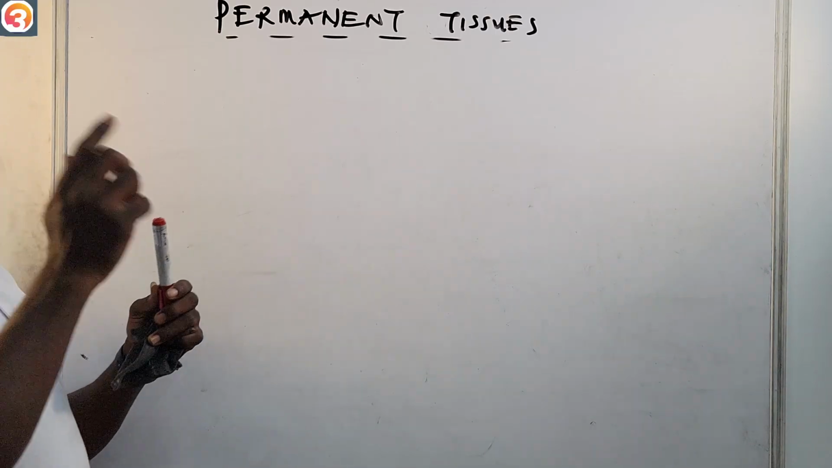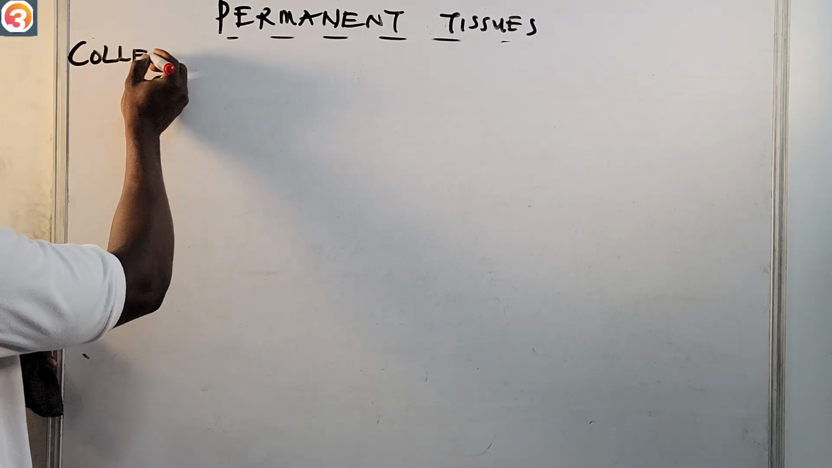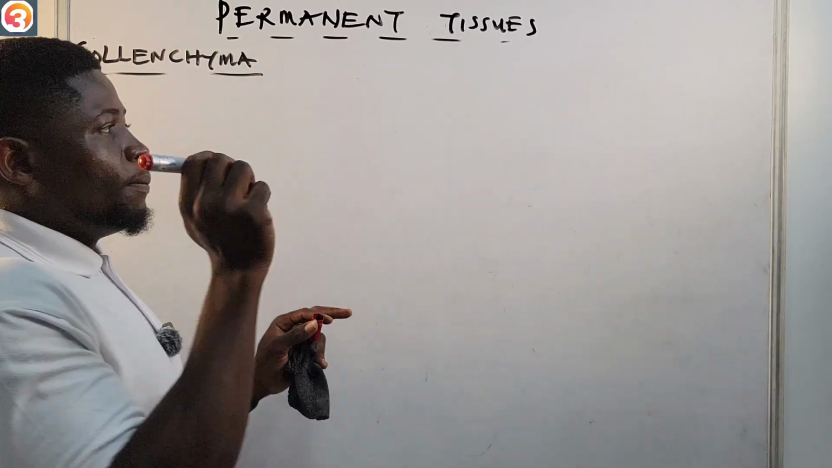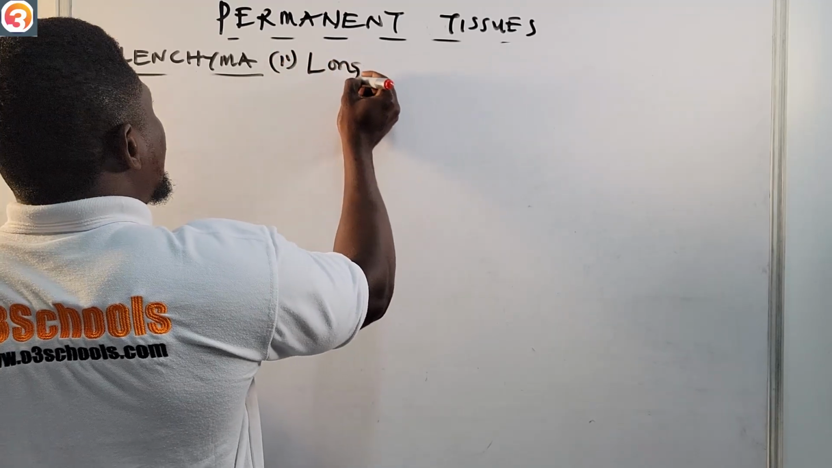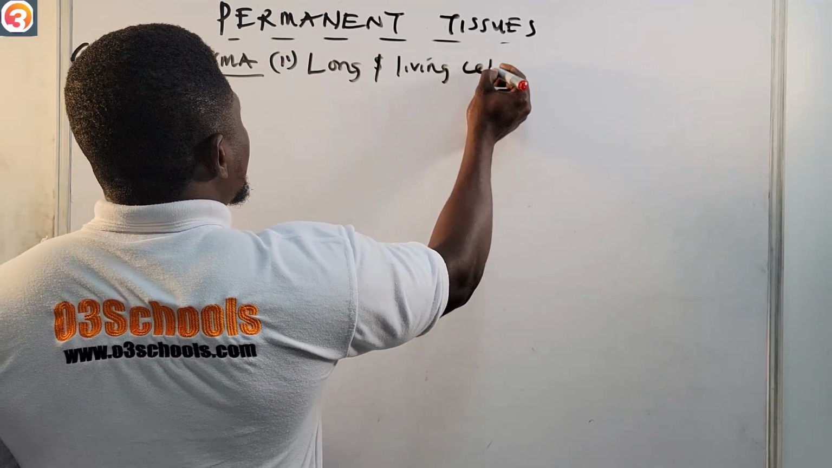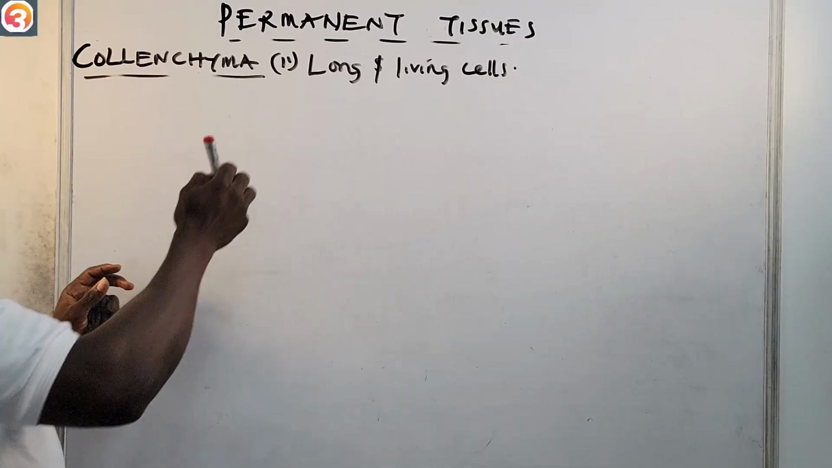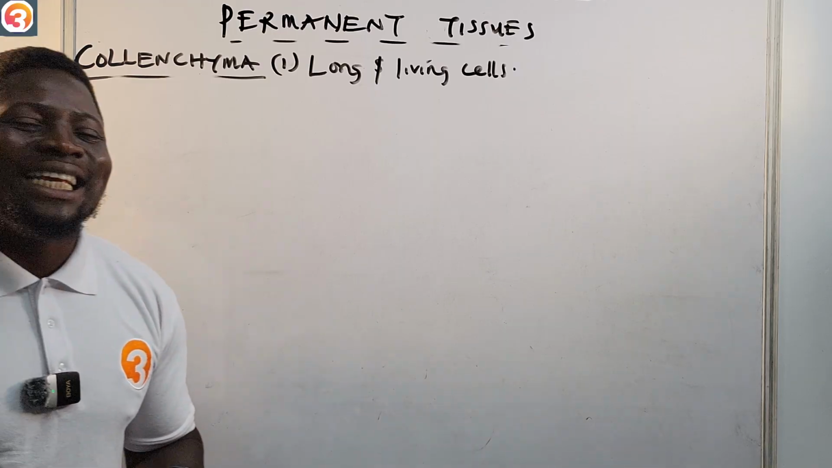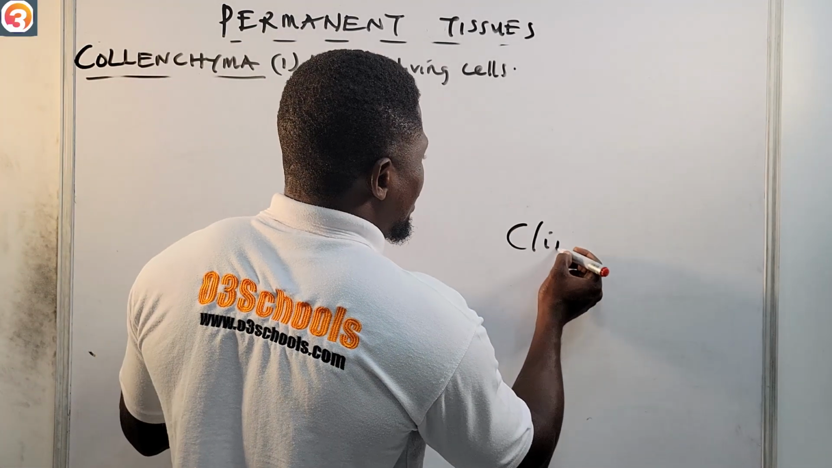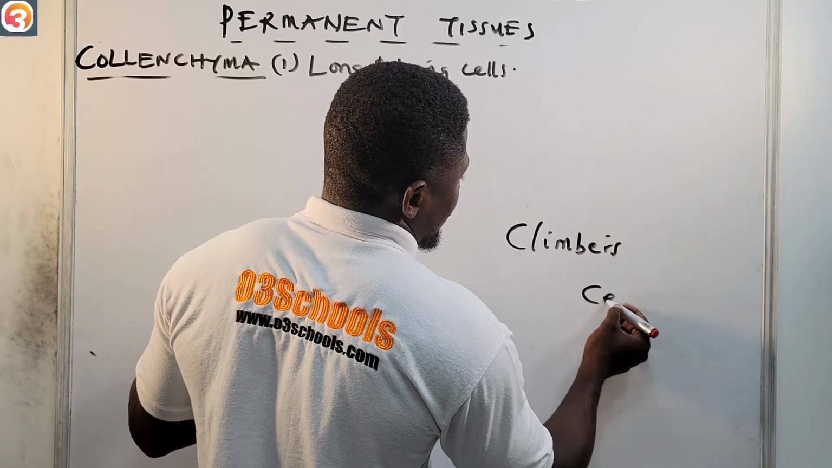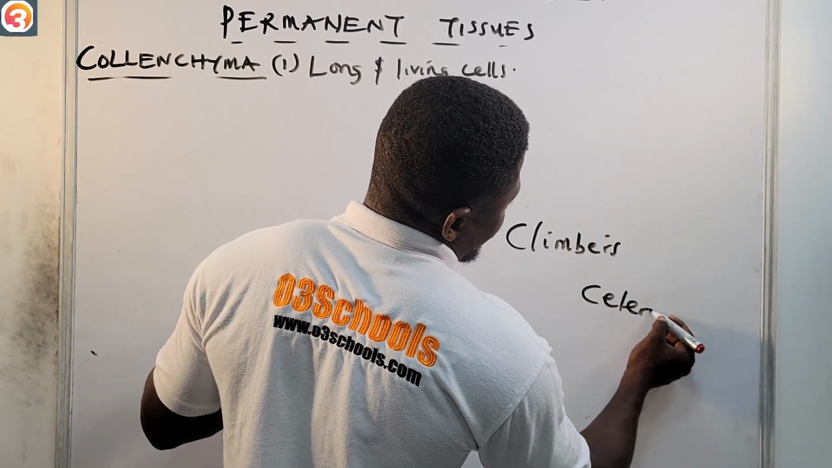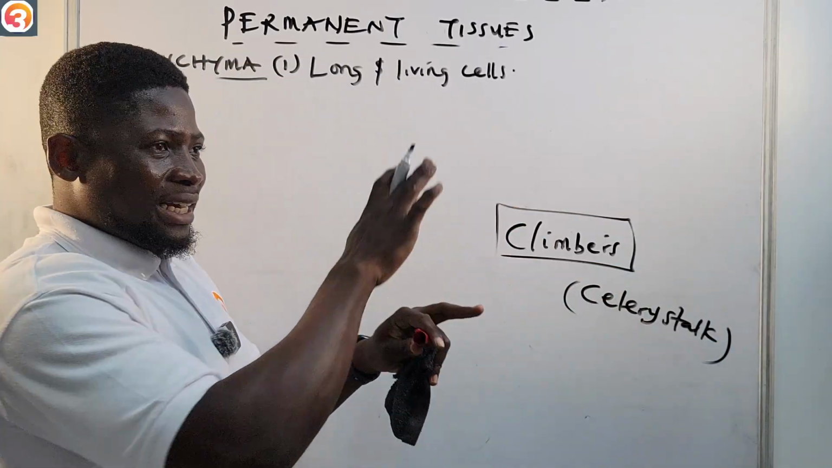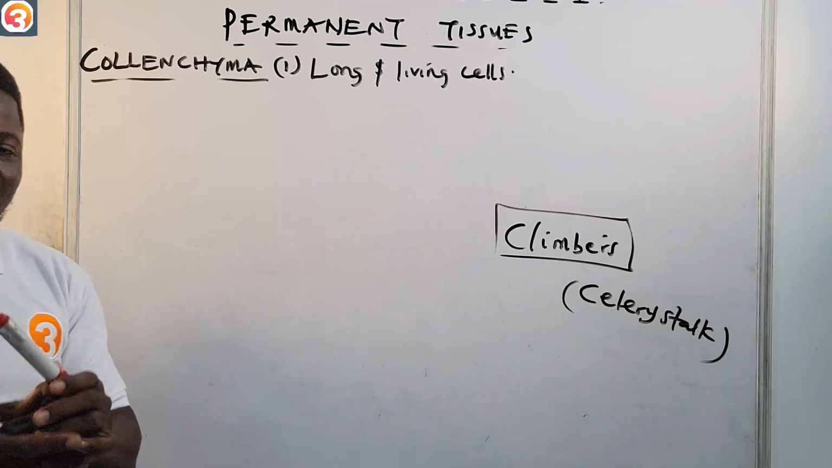Okay. So now let us look at Collenchyma tissues. Let us see the characteristics. Number one, they are long and living cells. No wonder they are found in climbers. They are found in climbers. Example is the celery stalk. You know all those plants that climb now. They are found in climbers, e.g., celery stalk.